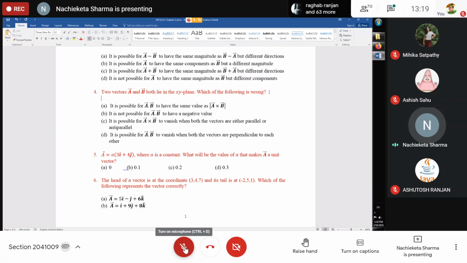A dot B will vanish when both the vectors are perpendicular to each other. Yes, because A dot B is equal to AB cos theta. When the vectors are perpendicular, theta is equal to 90 degrees, cos 90 is equal to 0. So A dot B will be vanishing, or 0. So the answer will be B, because B is wrong. It is not possible for A dot B to have a negative value? No, it is possible for A dot B to have a negative value.